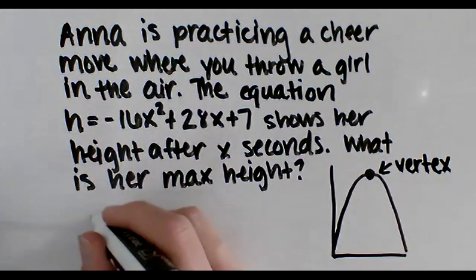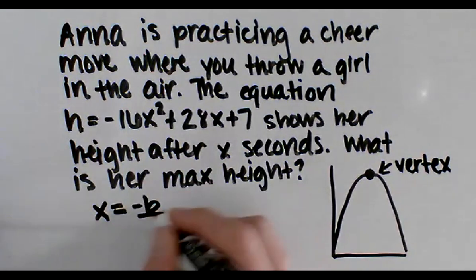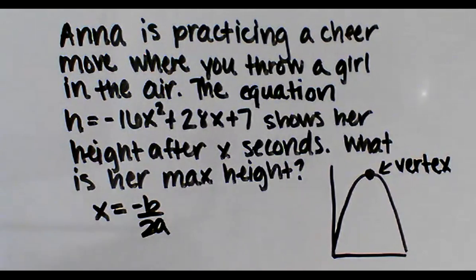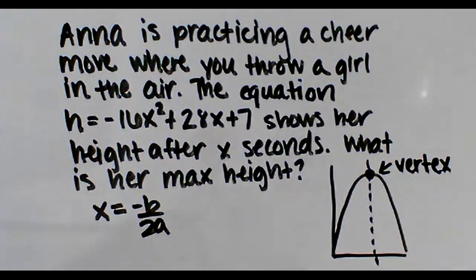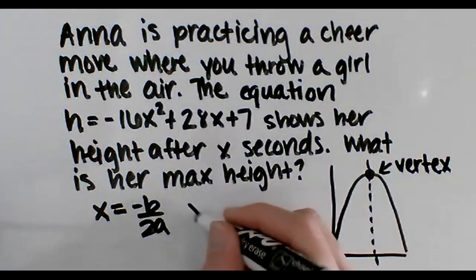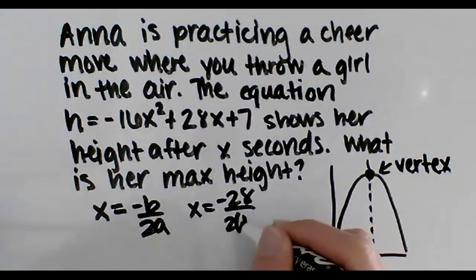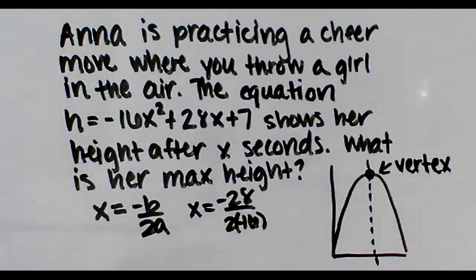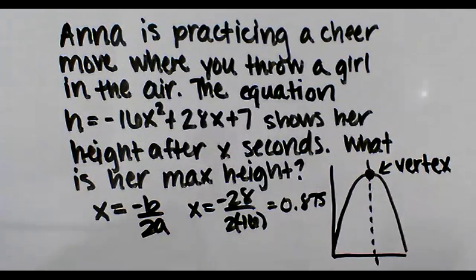So for the maximum height of the girl that Anna throws in the air, we would do the opposite of b over 2a to figure out the axis of symmetry, and then substitute it in to figure out her height. If I do that really quickly, we get x equals negative 28 over 2 times negative 16, which is 0.875 seconds. So that's what this x value is.